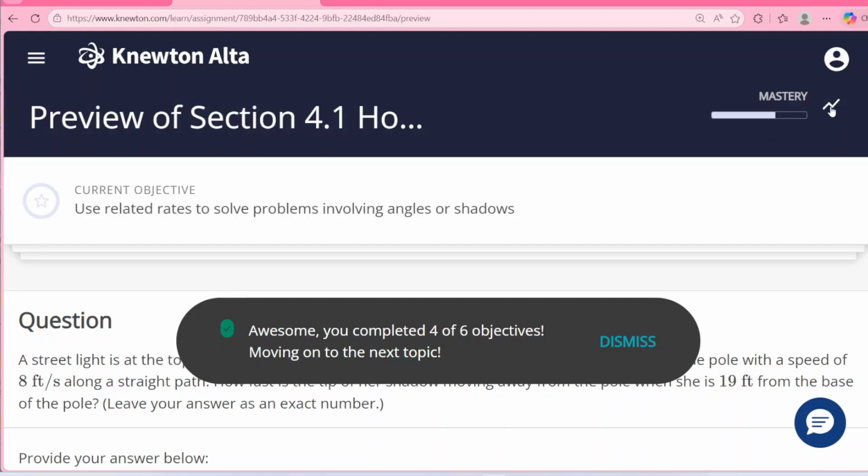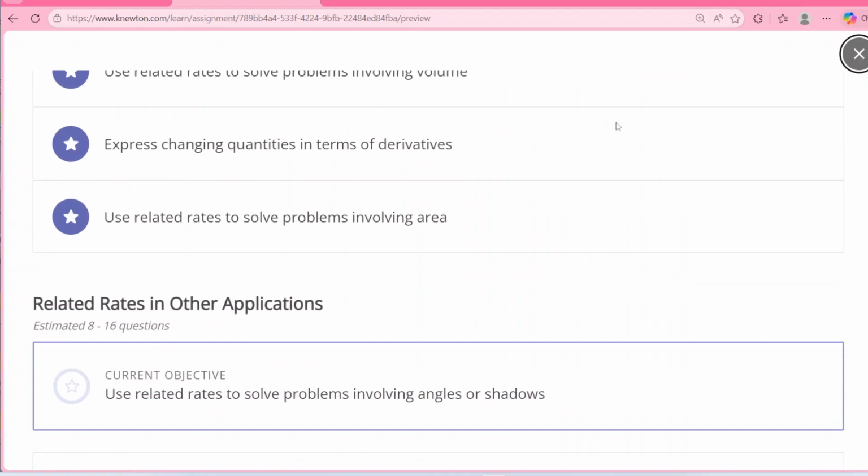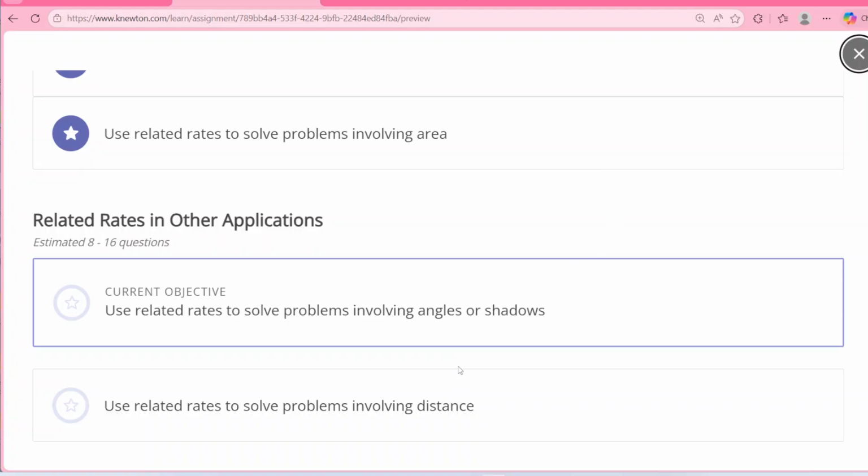All right, so that takes care of the 4 objectives in that first heading. So you'll notice in the activity log here that was in the heading Introduction to Related Rates and Related Rates with Volume or Area Problems. So the rest of the video will be bouncing between these two objectives here in the related rates in other applications.